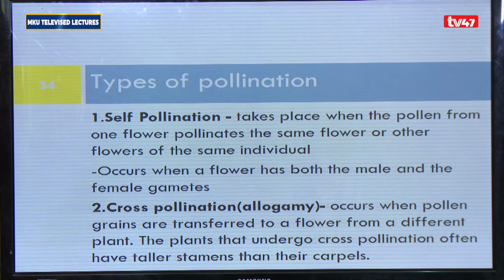Now, cross-pollination introduces variation among the members of a plant species. The only challenge with cross-pollination is that the members of a species need other individuals of the species for pollination to occur. But the advantage with cross-pollination is that the members of the species have variations in them.